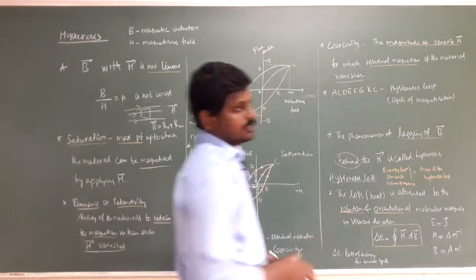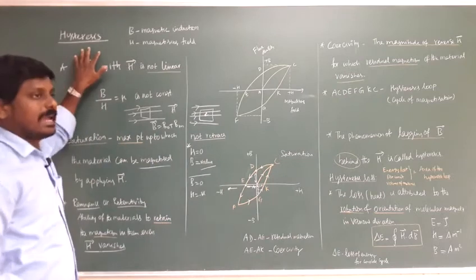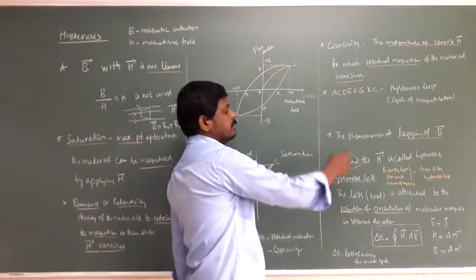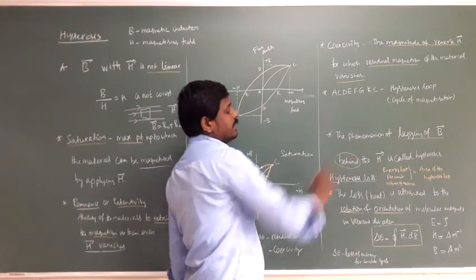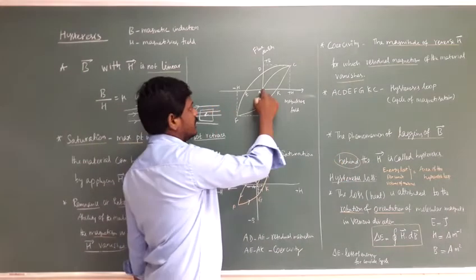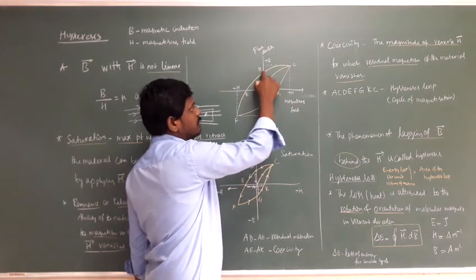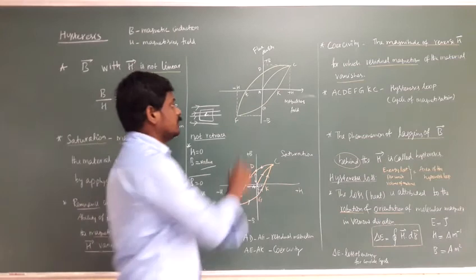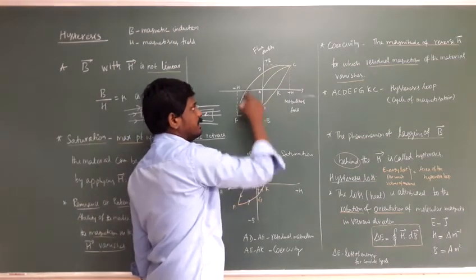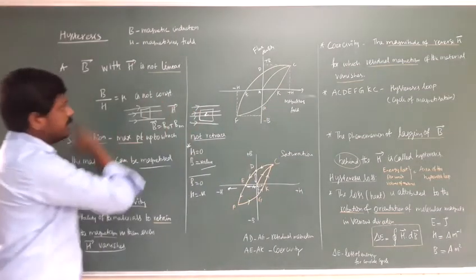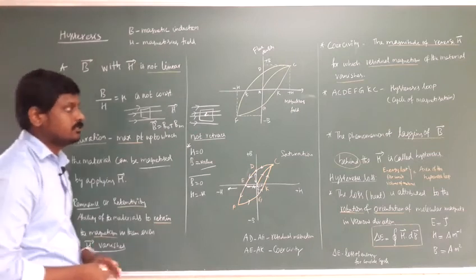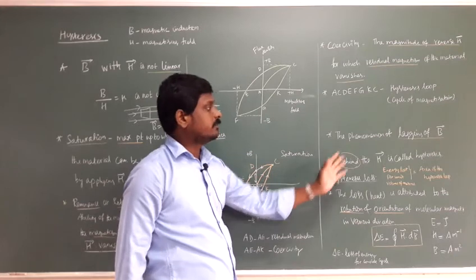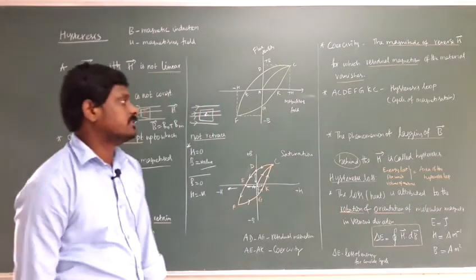Again, what is hysteresis? Hysteresis means lagging behind. So the magnetic induction is lagging behind the magnetizing field. See, here H is equal to 0, B has some value. Here B is equal to 0, H has some value. So there is a lagging behind at certain points through the entire cycle. So that is the hysteresis loop. The phenomenon of lagging behind of magnetic induction behind the magnetizing field is called hysteresis.